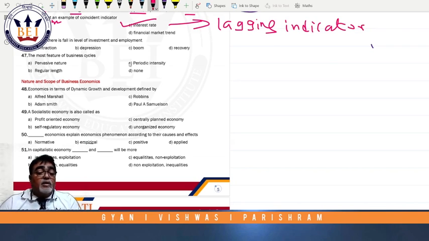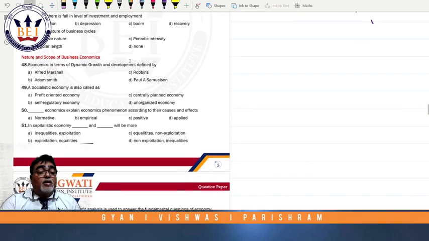Okay. Now 46. During dash, there is a fall in the level of investment and employment. So obviously, sorry, it should be the downswing of the business cycle. I just explained to you. The answer should be the option. It's 47.